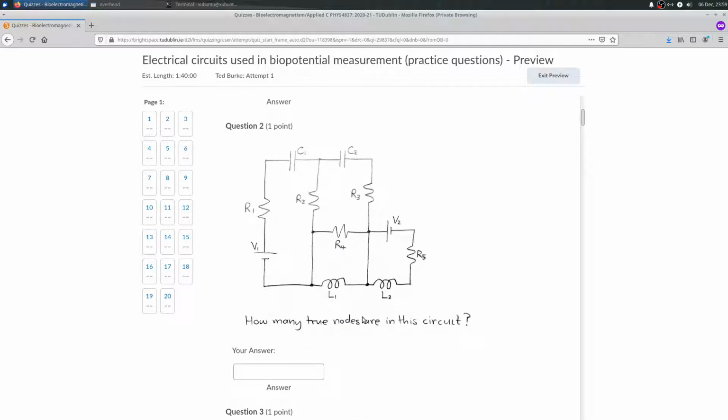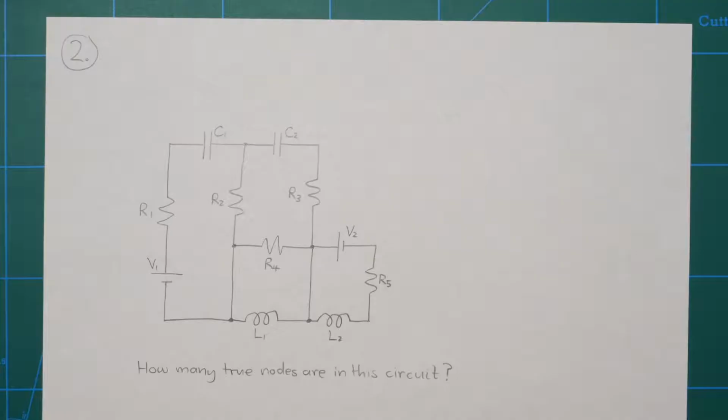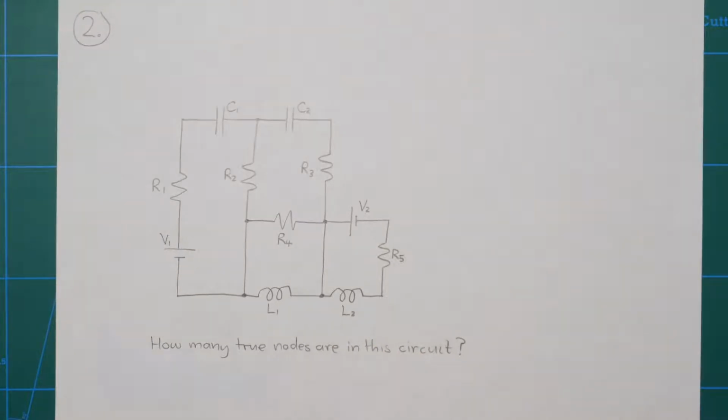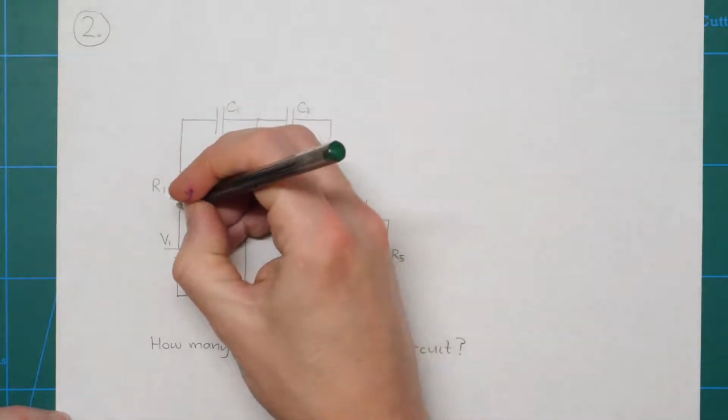So question 2. In this question, you're asked specifically how many true nodes there are in the circuit. So here's our circuit again, and what I'm going to do is I'm going to colour in. This time I think I'll use red to indicate the true nodes, and I will use green to indicate the binary nodes. So I'll colour in the binary nodes first because those are pretty easy to spot.